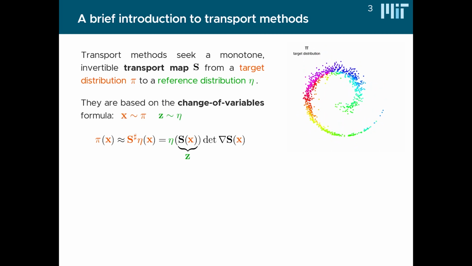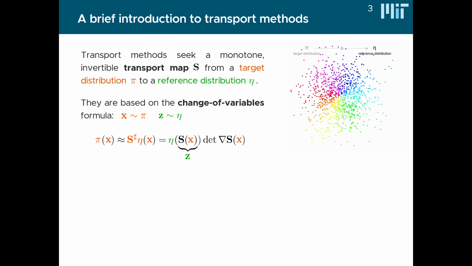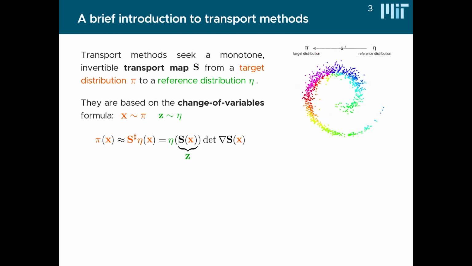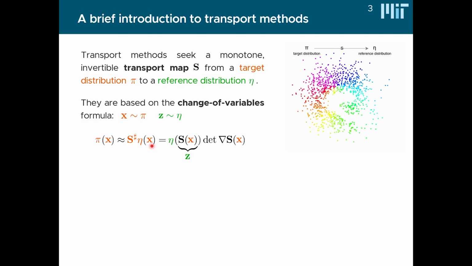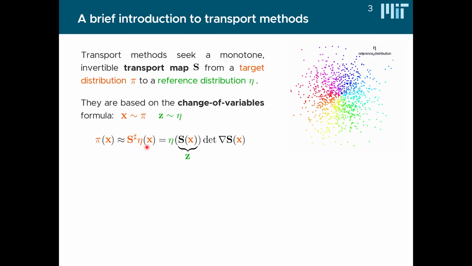At its heart, transport methods are based on the change of variables formula, which allows us to relate a random variable x associated with a target to a random variable z associated with a reference through this map. And we find a specific map which connects the two by minimizing the Kullback-Leibler divergence between the target, which we know through samples, and the pullback of a reference, which is the approximation to the target we get by applying the inverse map to a reference distribution.